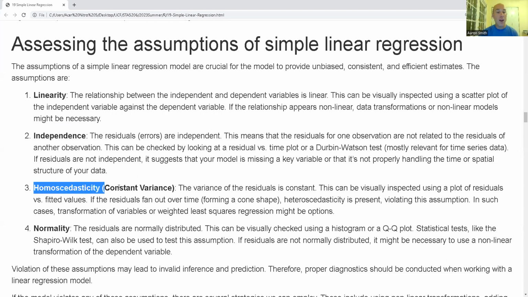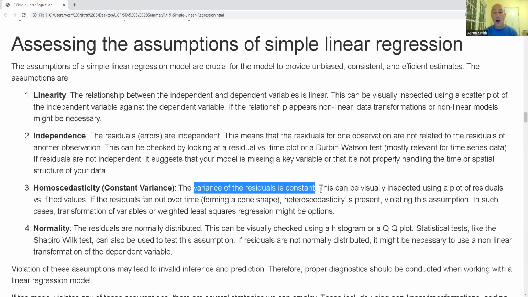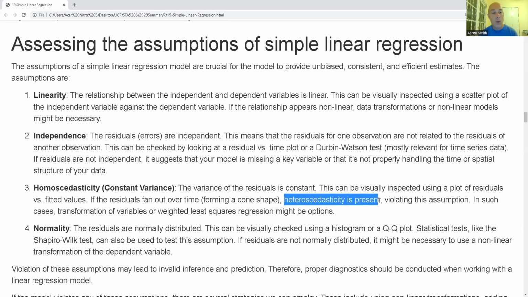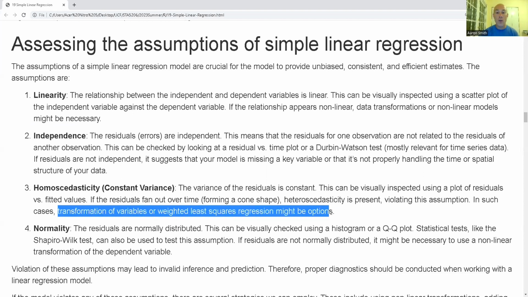Now, homoscedasticity, constant variance with respect to x. We want the variance of the residuals to be constant. This can be visually inspected using a plot of residuals versus the fitted values. If the residuals fan out and form a cone shape, that is heteroscedasticity. Here, heteroscedasticity, different variance, is present, and we have a violation of our assumptions. Usually a transformation on the variables or a weighted least squares regression will solve this problem. Typically a log transform or a square root transform will fix it, depending on what's going on.